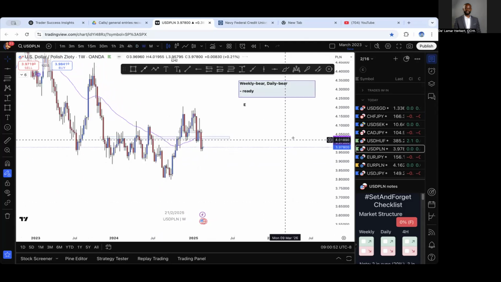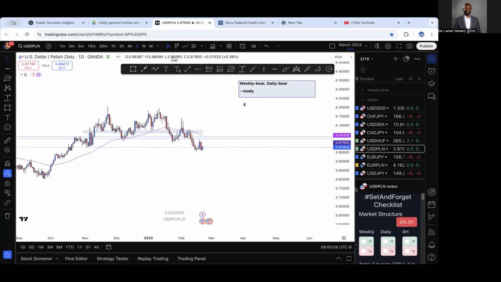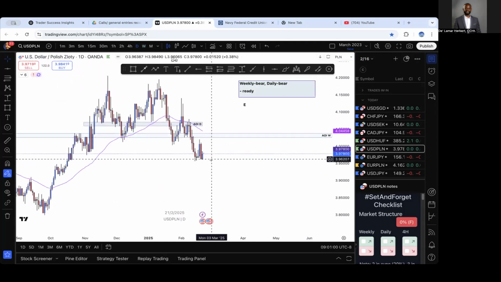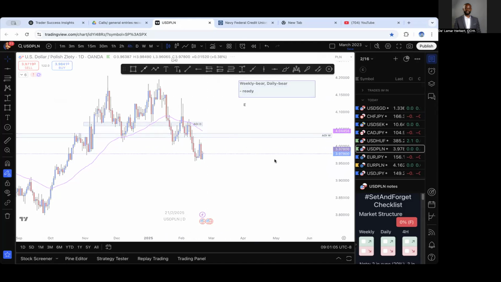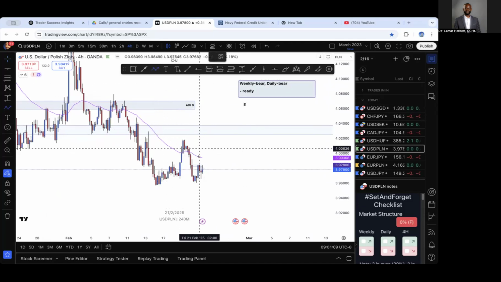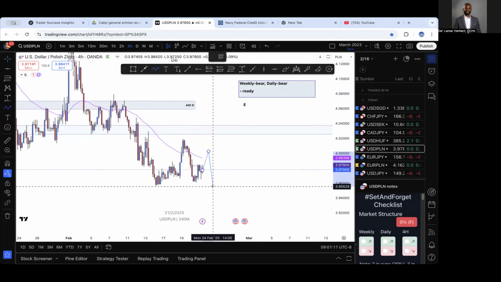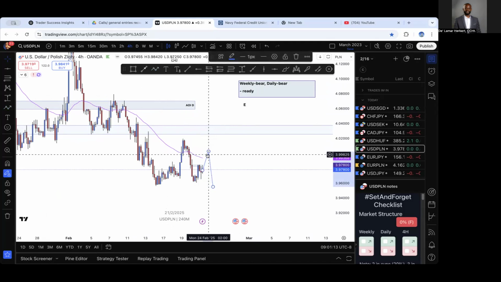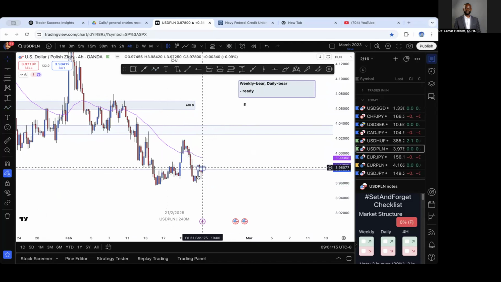So technically we want to see a pullback. But this is interesting because I don't think that it needs to pull up too high. Maybe we can have a pullback a little bit higher, right? So we can do a little pullback, even a little bit higher like this, and then boom, right? That can definitely happen. Or it can do it right now. It could just go ahead right now.